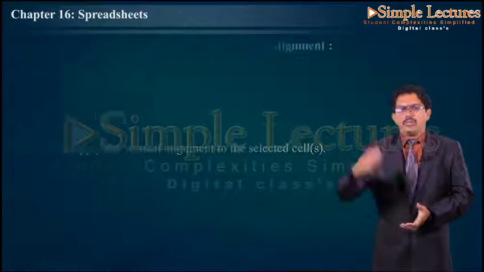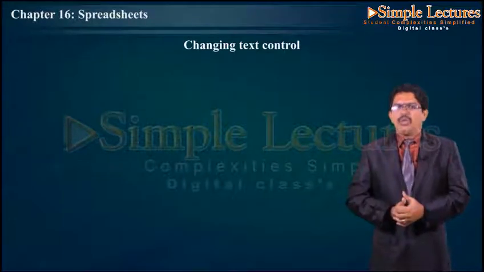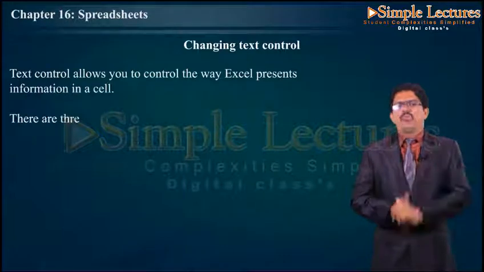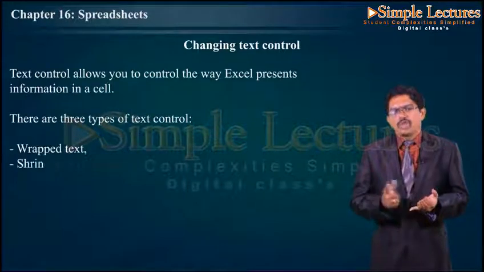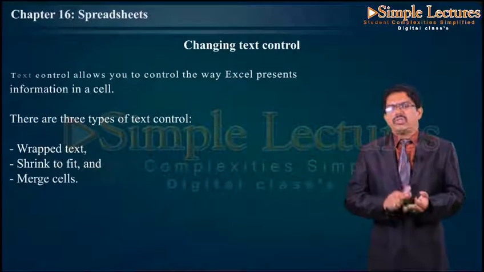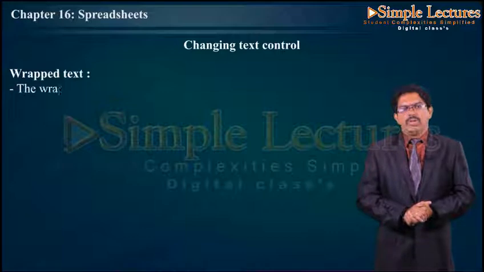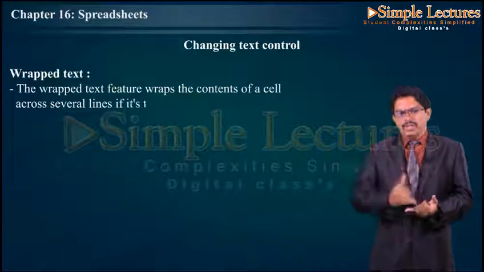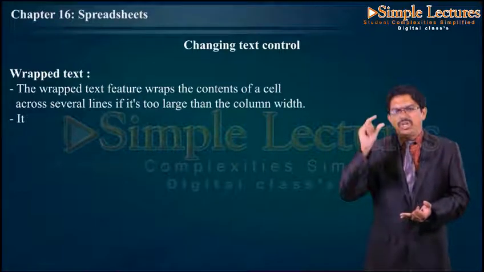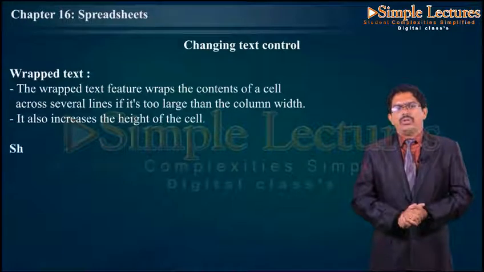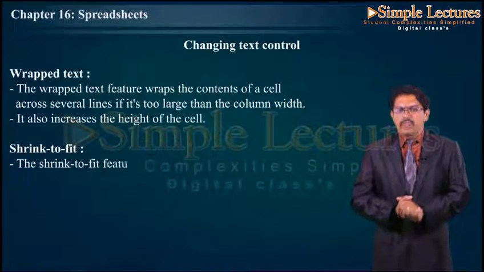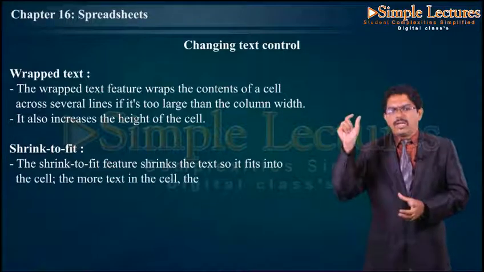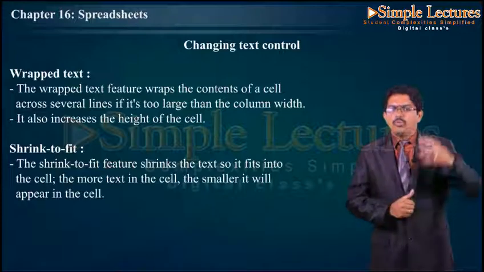Now, let us move to changing a text control. Text control allows you to control the way Excel presents text. There are three types of text control: wrapping text, shrinking to fit, and merge cells. Let us see wrapping text. The wrap text feature wraps the content of a cell across several lines if it is too large for the column width. It also increases the height of the cell. Shrink to fit shrinks the text so that it fits the cell. Smaller text will appear in the cell.